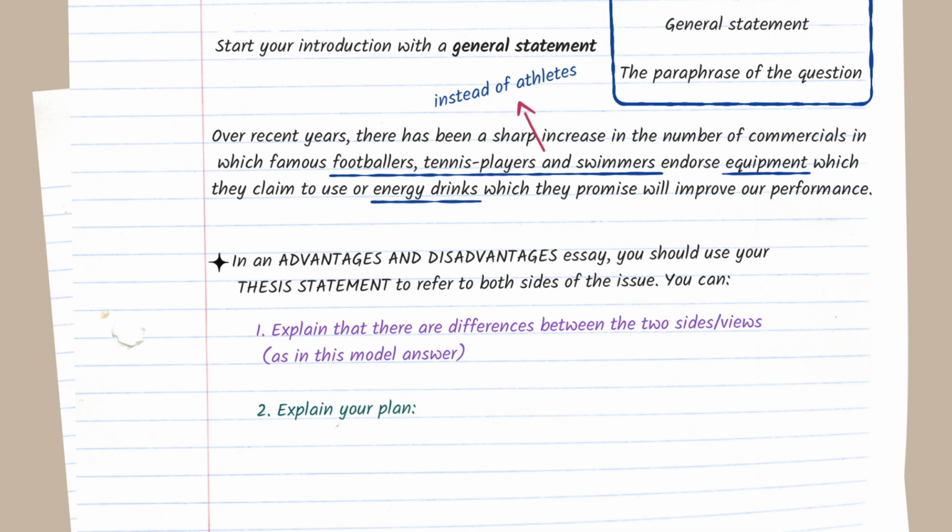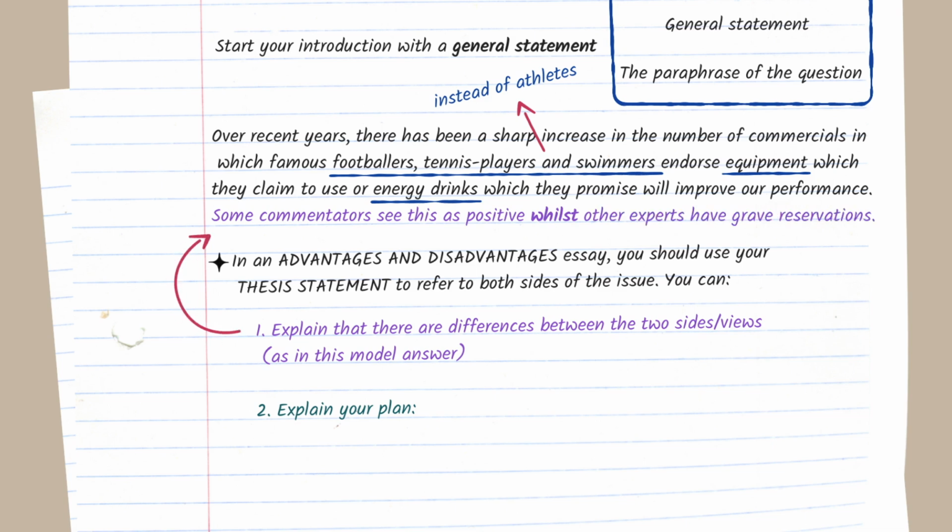Now let's see, if I want to explain that there are differences between the two sides or views, my sentence would be something like this. Some commentators see this as positive, whilst other experts have grave reservations. This is one way to write our thesis statement. This is the way that you explain that there are differences between the two sides, all right?